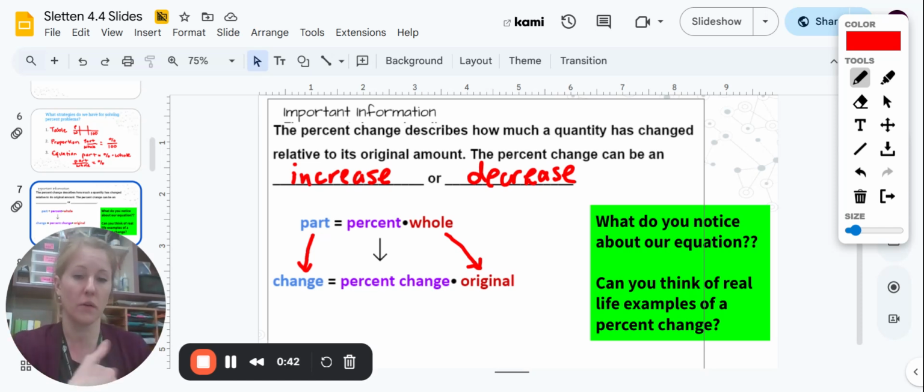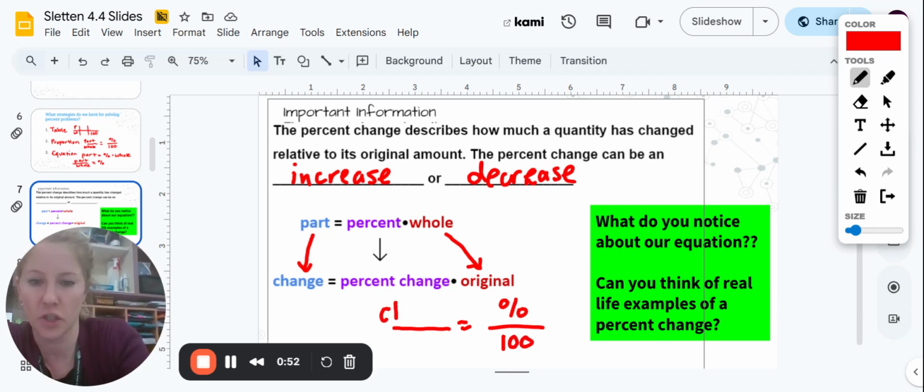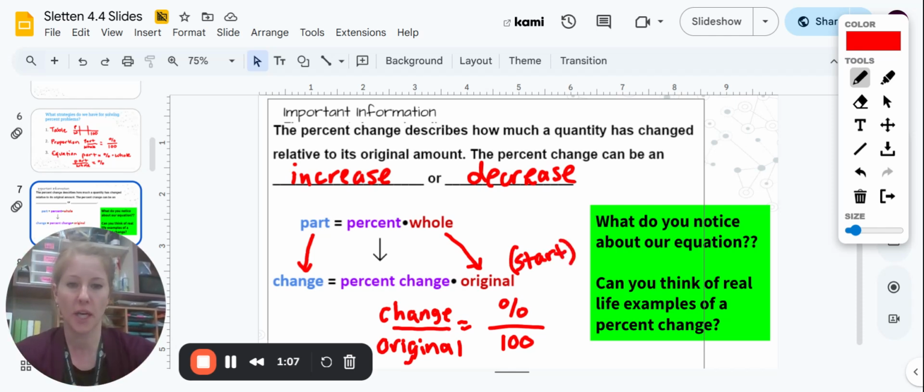Now, if you use the proportion, you'll set it up where you have percent over 100 still. That's the same. And then we just have to figure out how much it changes by and put that over the original or the starting amount. And maybe we want to write up here, original can also be thought of as the starting amount. All right, so that's how we calculate percent change. Let's actually do some examples and make sure it makes sense to you.